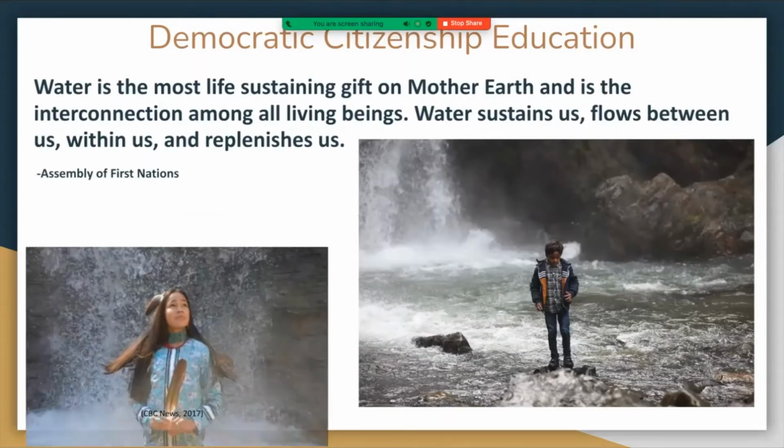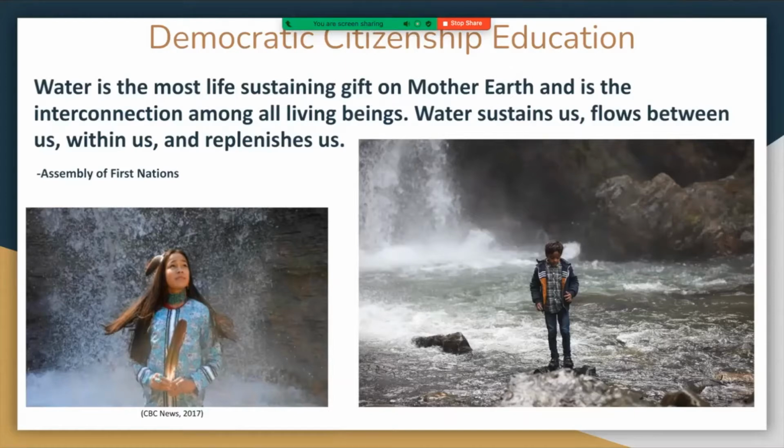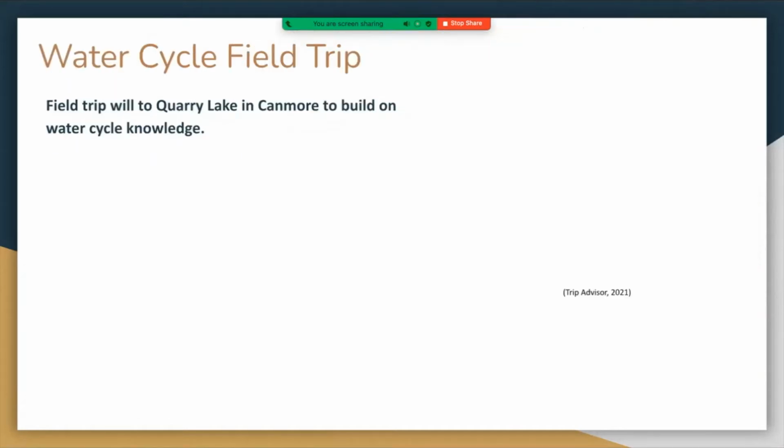Democratic citizenship education stresses, as written by Davis et al., that the important quality of citizenship is not compliance, but deliberate consciousness of one's actions and critical awareness of the reasons for one's actions. The democratic citizenship approach to our lesson will draw from Indigenous learning. The Assembly of First Nations writes, "Water is the most life-sustaining gift on Mother Earth and is the interconnection among all living beings. Water sustains us, flows between us, within us, and replenishes us."